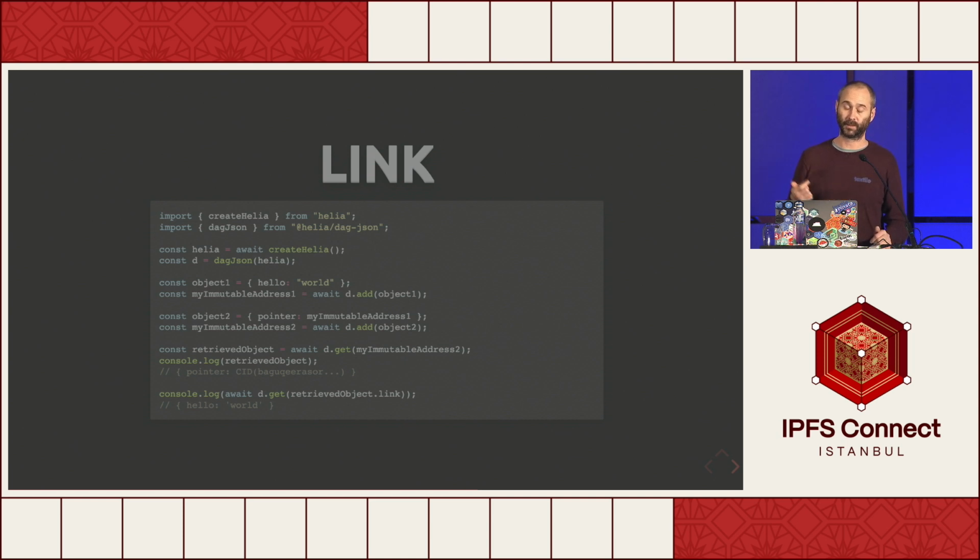And then what I can do is go and fetch that back again. And what I get back is an object where pointer points to a CID, a content address, that represents a reference to the underlying IPLD data. And then I might take that CID that I get and go fetch that thing in order to actually get the underlying hello world thing.